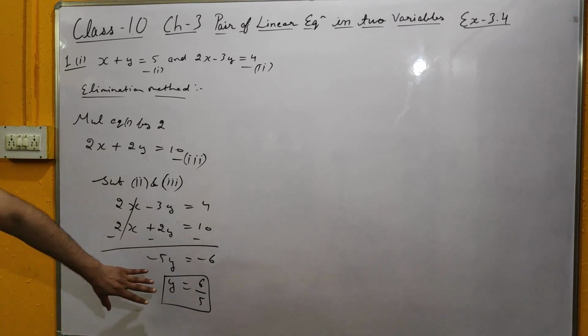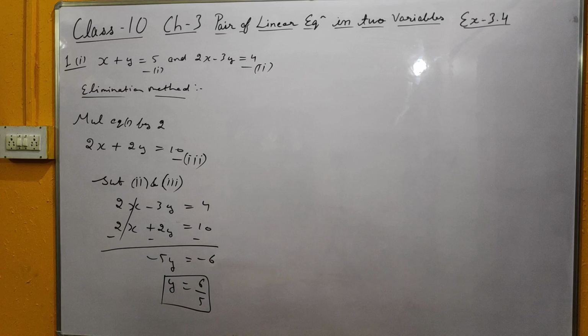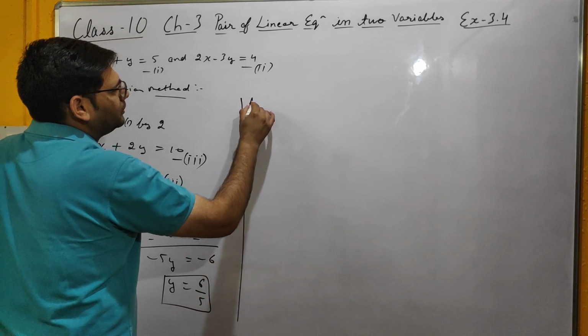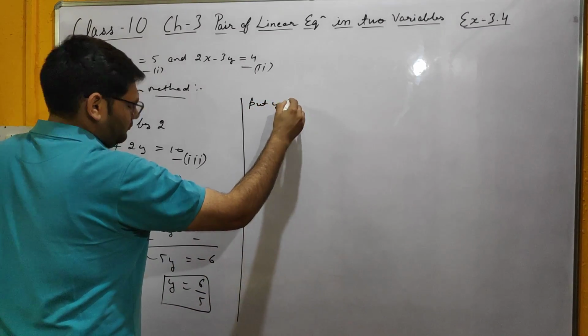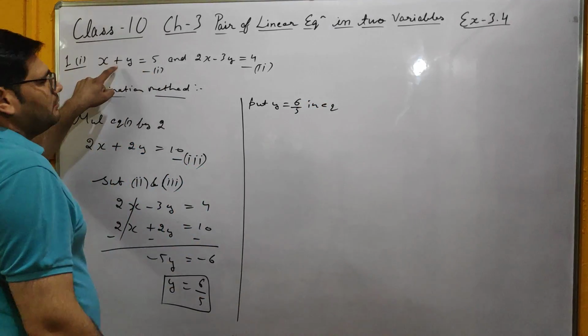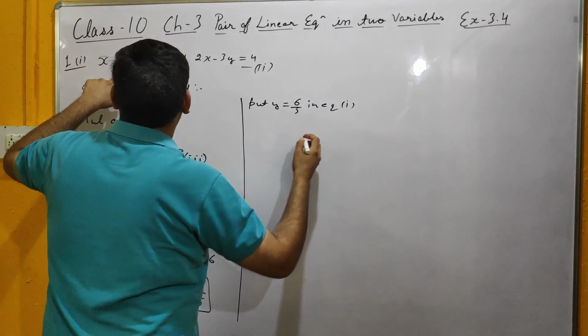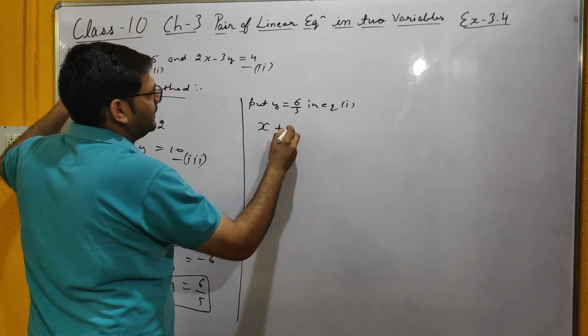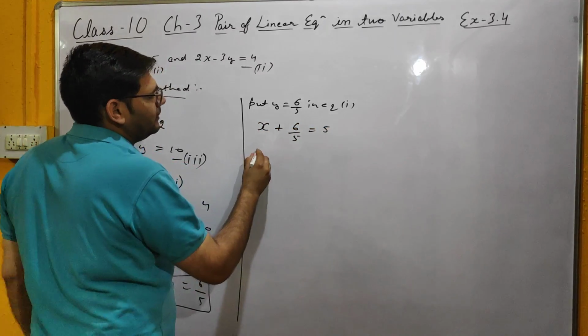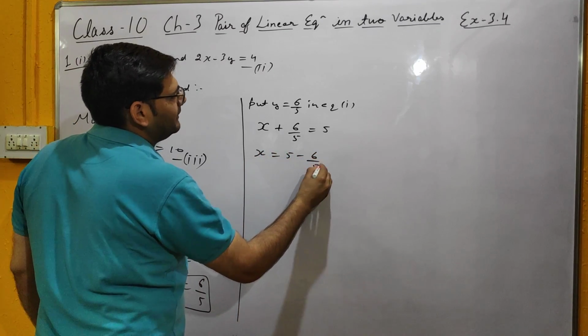Now we have the value of y. We will find the value of x also. For this, what will we do? Put y equals 6 by 5 in equation number 1. So in the first equation we will put x plus, instead of y we will put 6 by 5, equals 5. So x equals 5 minus 6 by 5.